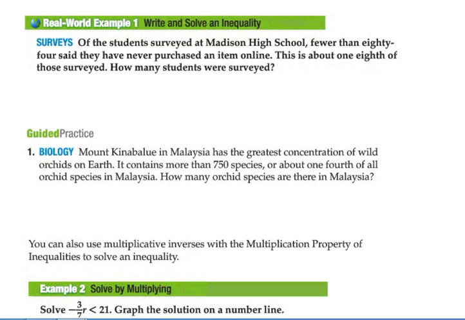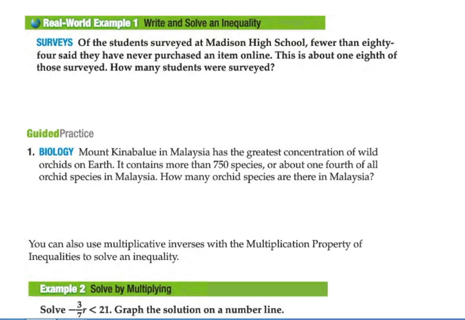It says, of the students surveyed at Madison High School, fewer than 84 said they had never purchased an item online. This is about 1/8 of those surveyed. So how many students were surveyed? Okay, let's understand what this is saying. This is saying that 1/8 of the class is fewer than 84.